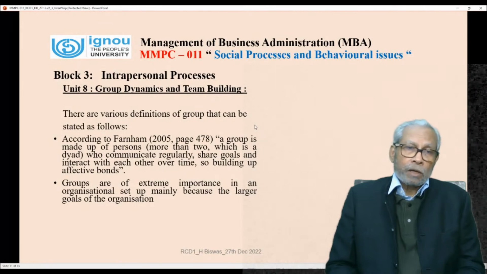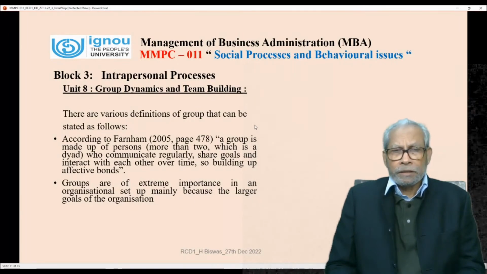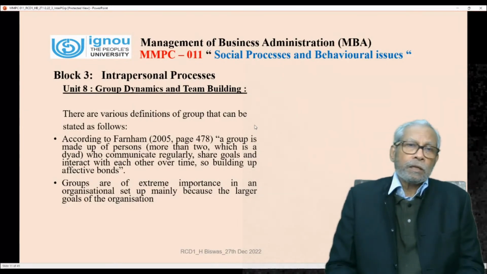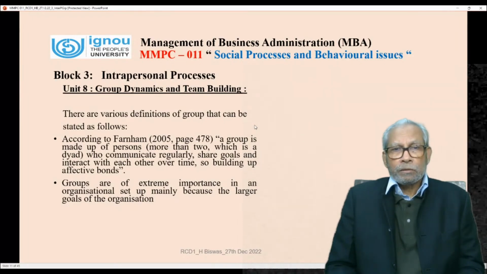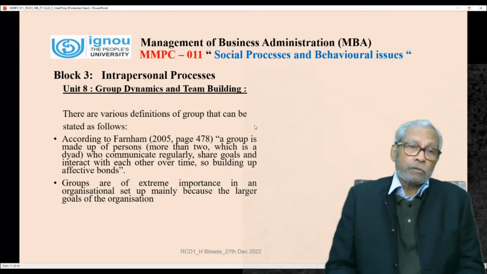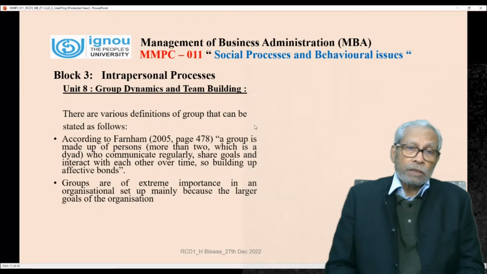Building effective bonds means you can communicate through meetings, or nowadays you can take the help of technology, Zoom meetings, to interact and communicate, so that you can build up some bonding, and have general meetings or technical meetings. Groups are of extreme importance in an organizational setup, mainly because of the larger goals of the organization. Without a group, you cannot achieve the desired goal. That is important.